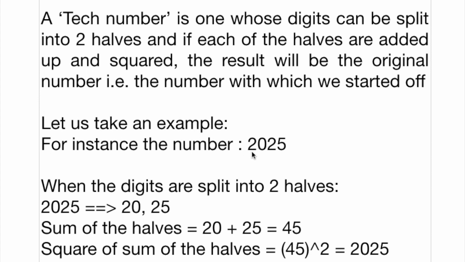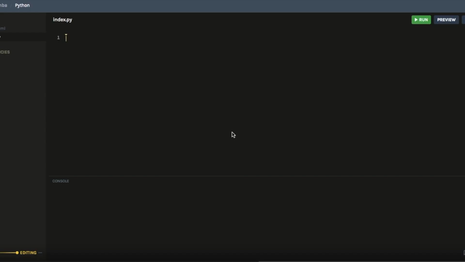The number here is 2025. When we split the number into two halves, it becomes the first two digits making up 20, and the next two digits, the third and the fourth digit, making up 25. The sum of these two halves is basically 45, 20 plus 25. And the square of that, 45 squared, is 2025, and voila, that's the number that we have.